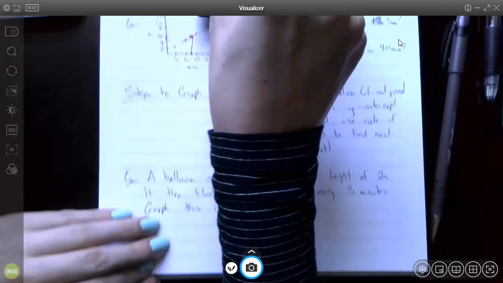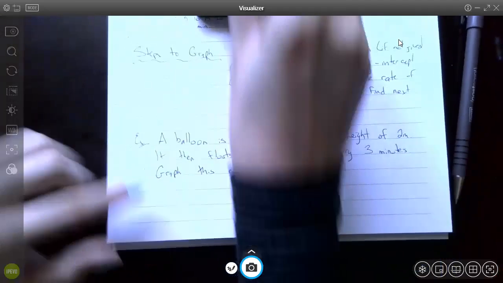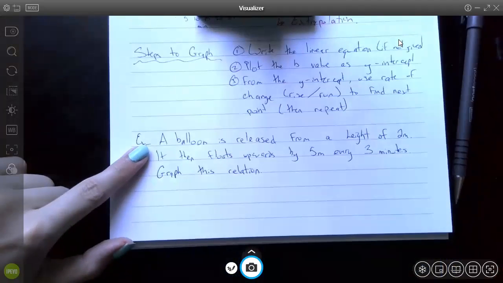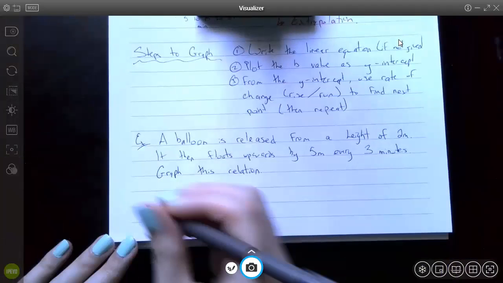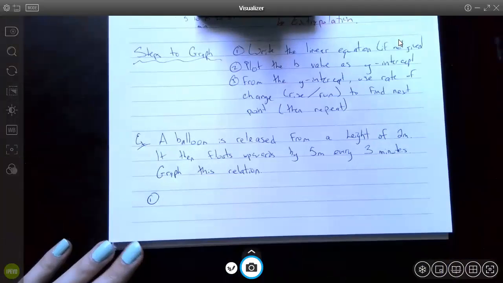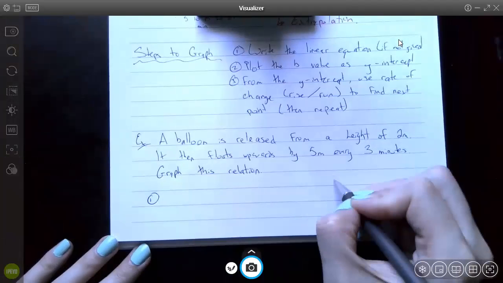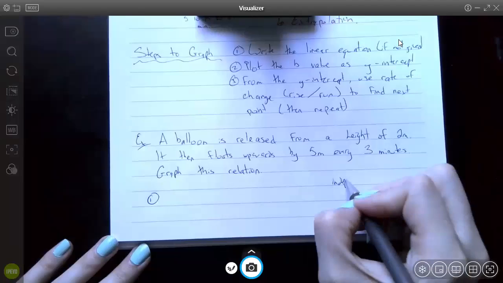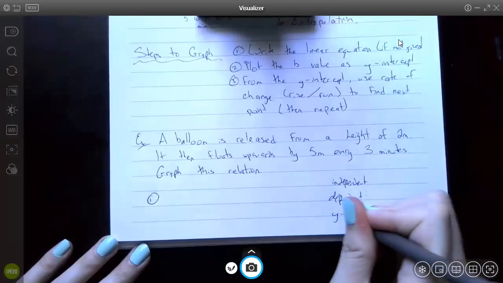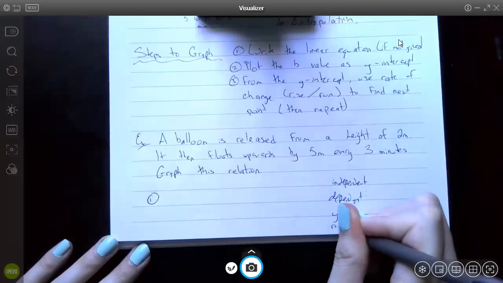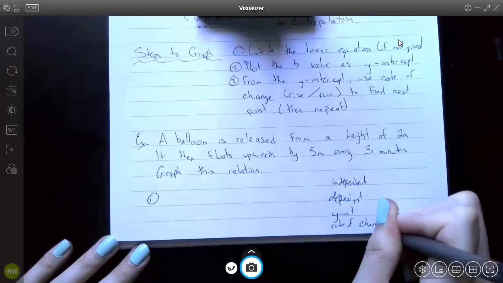So let's look at an example of how we would do this. I've started with the example: a balloon is released from a height of 2 meters. It then floats upwards by 5 meters every 3 minutes. So the first thing that we have to do, step one, is write the linear equation that represents this scenario. In order to do that, you might want to identify your independent and dependent variables, as well as your y-intercept and your rate of change.